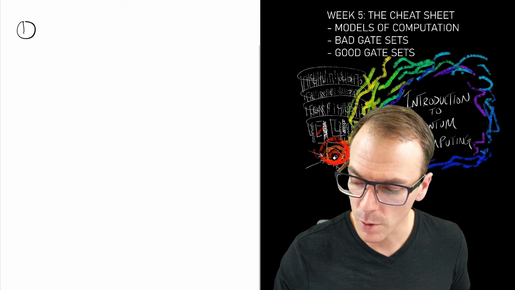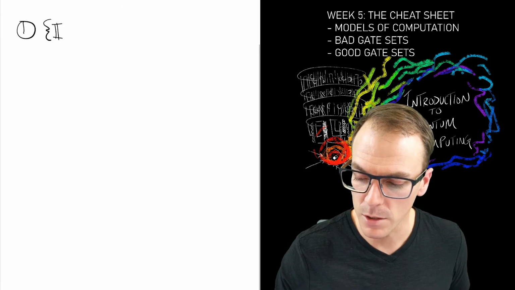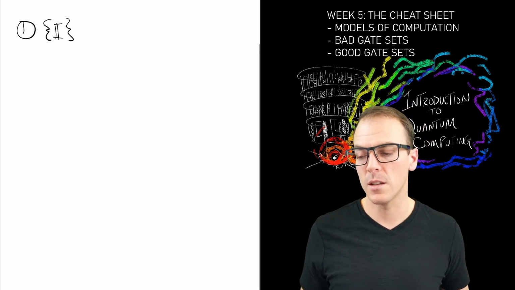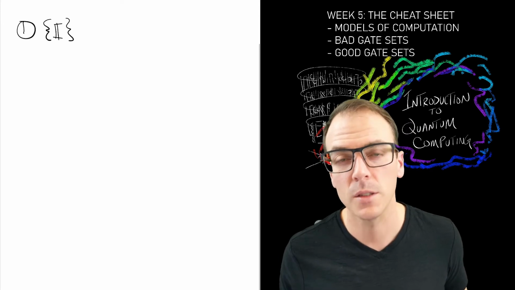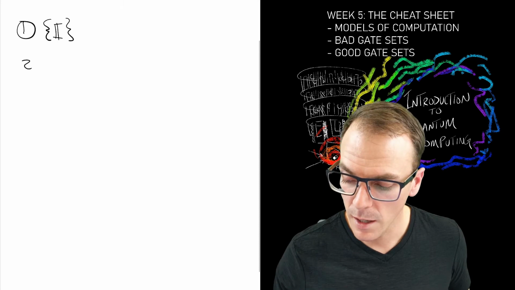So first and foremost, we have a really obvious, really bad gate set, which is the one that just contains the identity. Okay, so obviously we can't choose any gate set, because this one here doesn't do anything. How about building up?